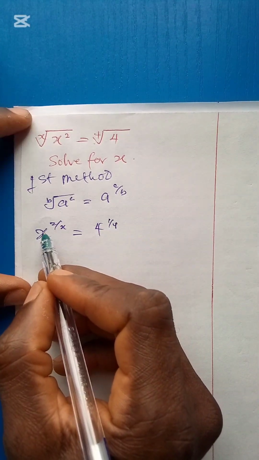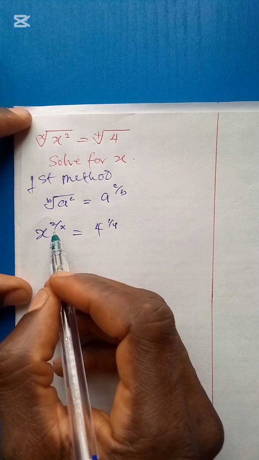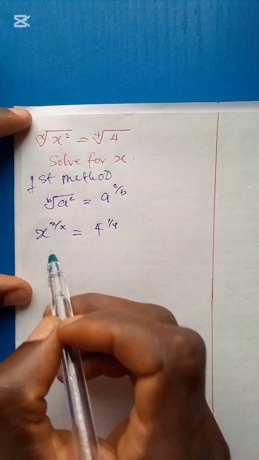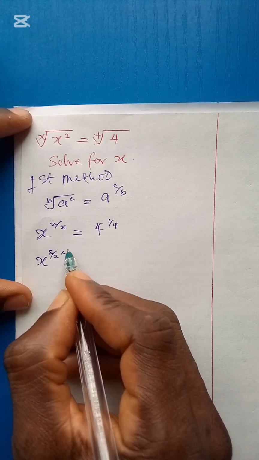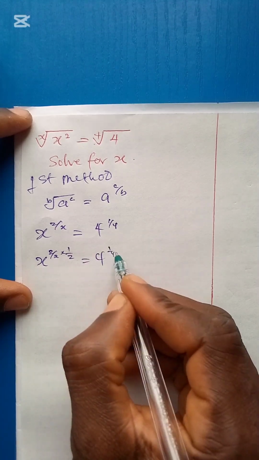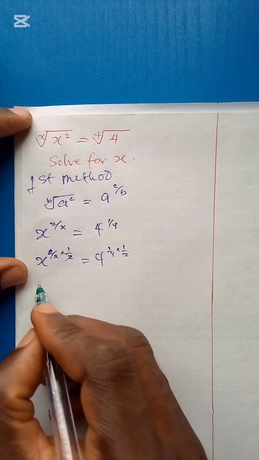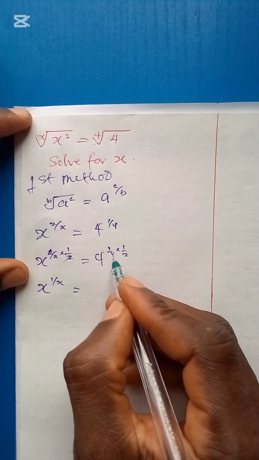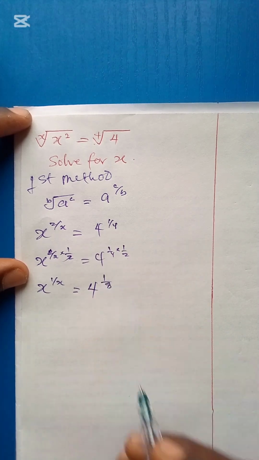Now let me divide the powers by 2 so as to remove this 2 here. The purpose is to ensure that the numerator of the power is 1. That becomes x raised to power 2 over x times 1 over 2 is equal to 4 raised to power 1 over 4 times 1 over 2. These two will cancel these two, giving us x raised to power 1 over x equals 4 raised to power 1 over 8.